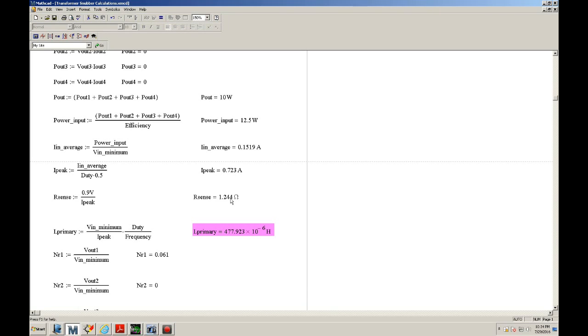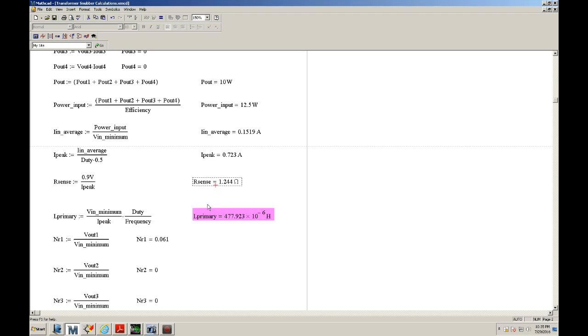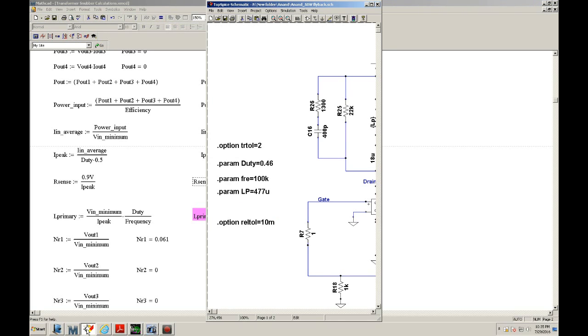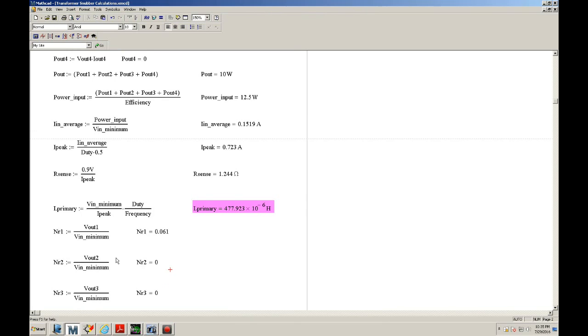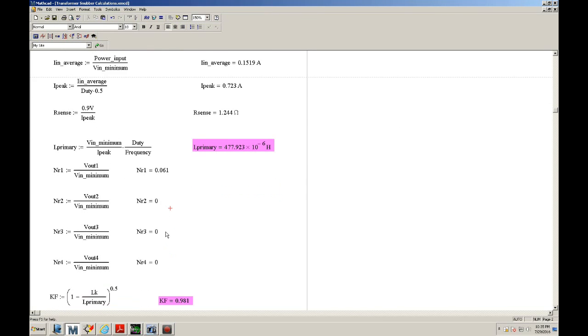And then for my simulation purposes, since I'm using a PWM, the way the PWM works, it has to have an I sense of 1 volt to reset the MOSFET. So I set my ILIM to 0.9, so I get 10% margin. So my resistor to sense my current through the primary will be 1.24. And then this is the same equation that I've been using throughout. And of course here's the turns ratio and so forth.